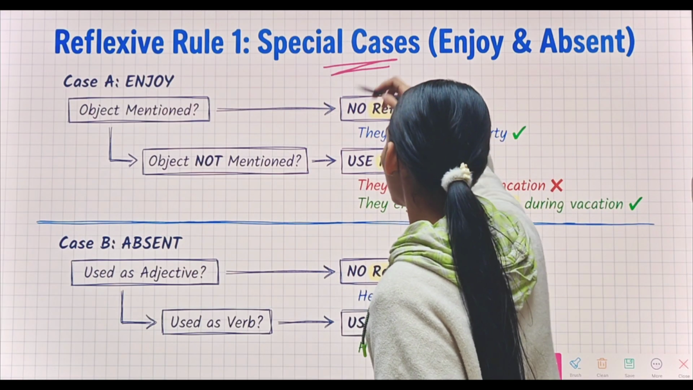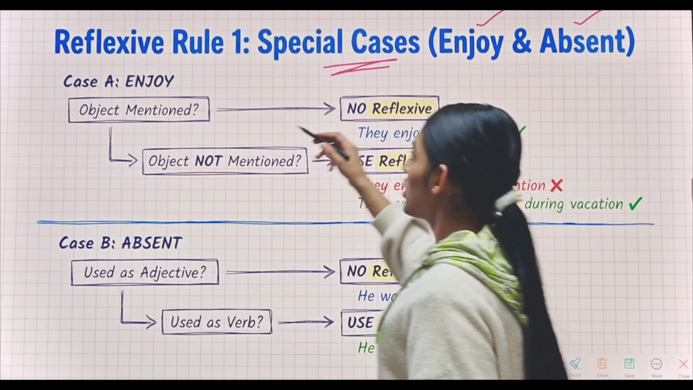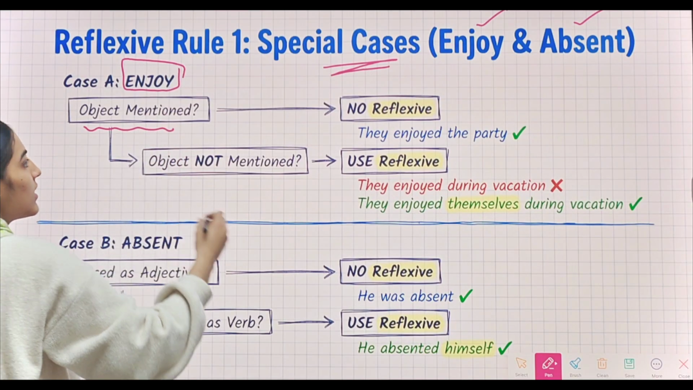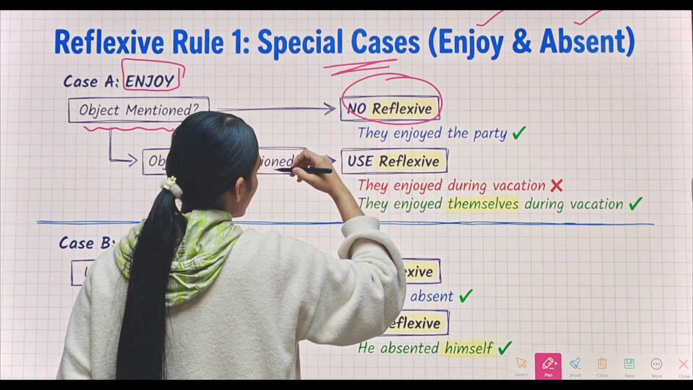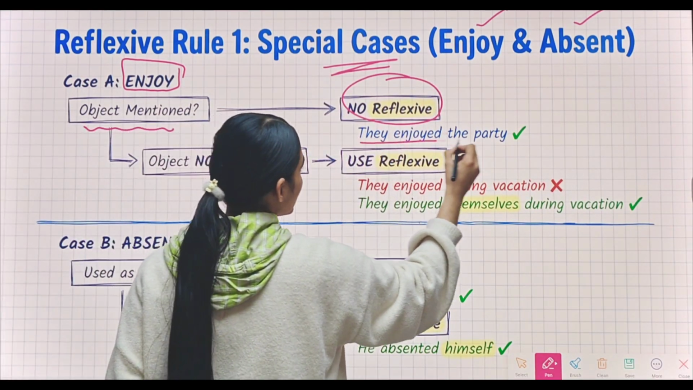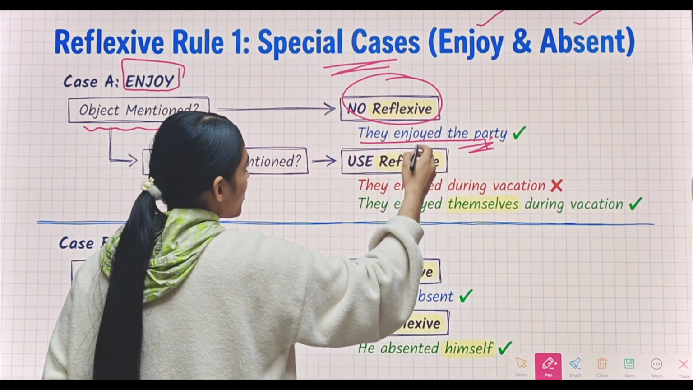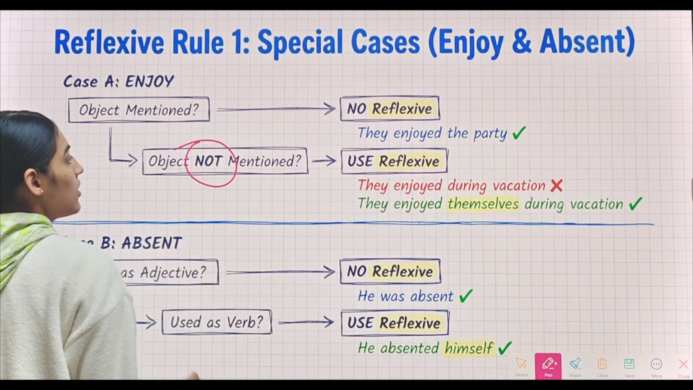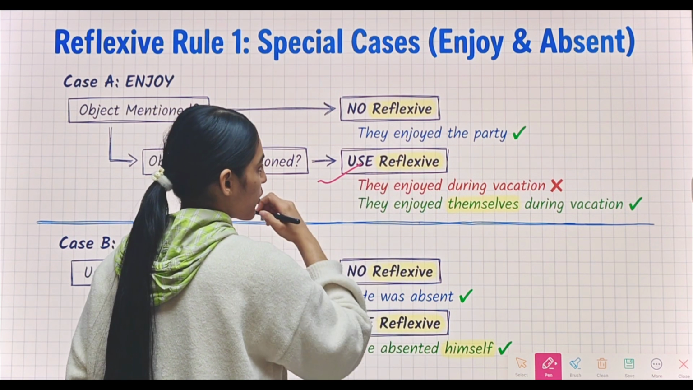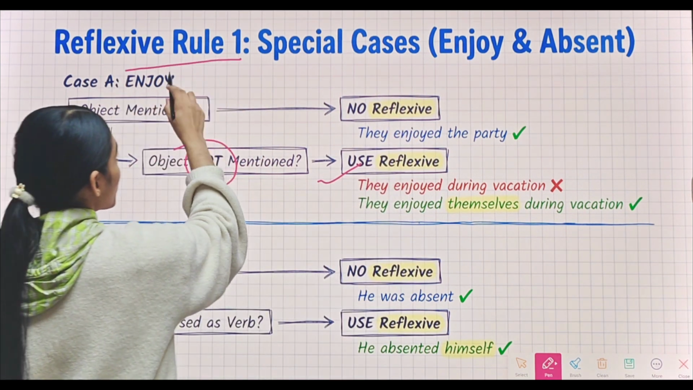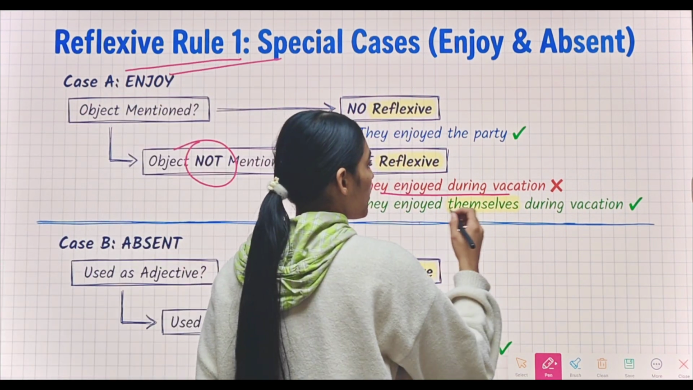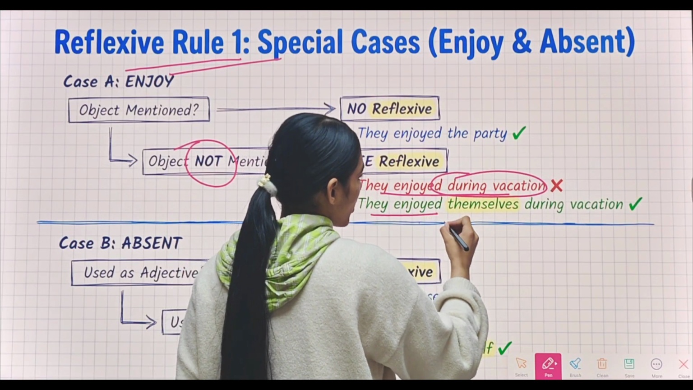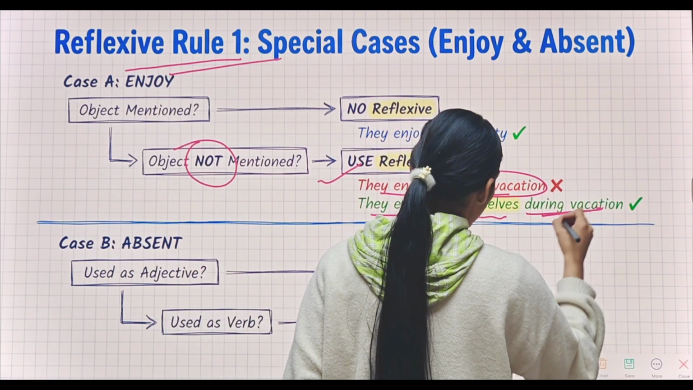Now moving on, we have more for rule number 1. These are the special cases we will see for enjoy and absent. So let's see the case number 1 for enjoy. If the object is mentioned, then no reflexive pronoun will be used. For example, they enjoyed the party. So here we have not used reflexive pronoun. And if the object is not mentioned, then we will use reflexive pronoun. This is the exception, alright? Don't forget this. Instead of saying they enjoyed during vacation, we will say they enjoyed themselves during vacation.